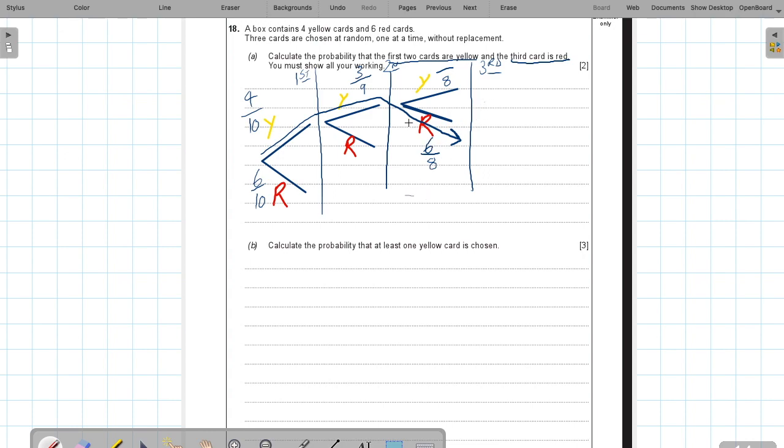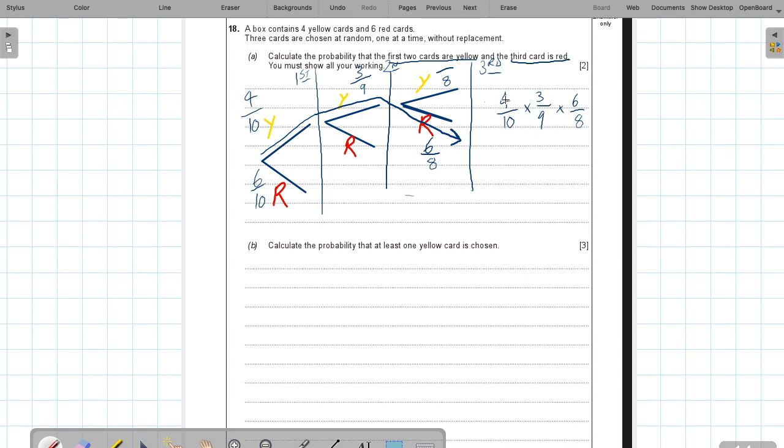The probability of all this happening then, as always, we multiply down the limbs of the tree and we add across if we want to work out different probabilities for different questions. But in this case, all we want to do is calculate the probability that the first 2 cards are yellow and the third is red. So that's 4/10, the probability of the first card being yellow, times 3/9, the probability of the second card being yellow, and the probability of the third card being red, 6/8. So we need to multiply all those together.